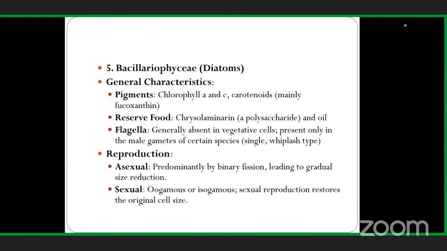Here pigments are chlorophyll A and C, carotenoids mainly fucoxanthin. Then reserve food is chrysolaminarin, a polysaccharide, and oil. And flagella are generally absent in vegetative cells, present only in the male gamete of certain species, single whiplash type. So generally here you will see absence of flagella, but sometimes it is present in the male gametes, and if present, it is single and whiplash type.